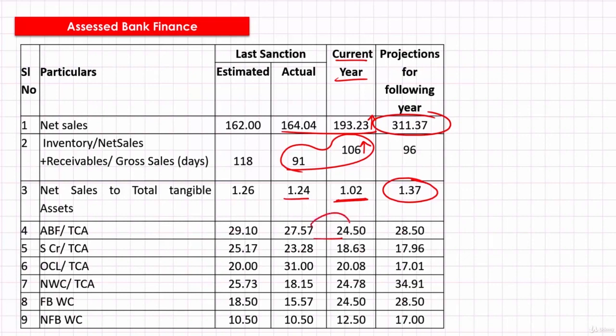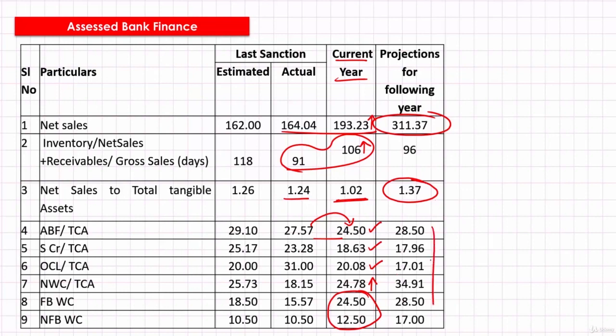27.57% of ABF to TCA, assessed bank finance to total current asset, is coming down to 24.5. It is a good sign. Sundry creditor is estimated to come down, it is also good. Other current liability estimated to come down, good. Net working capital to current asset is estimated to go up to 24.78%. So things are expected to move in a positive direction. All the estimates are expected to be positive.